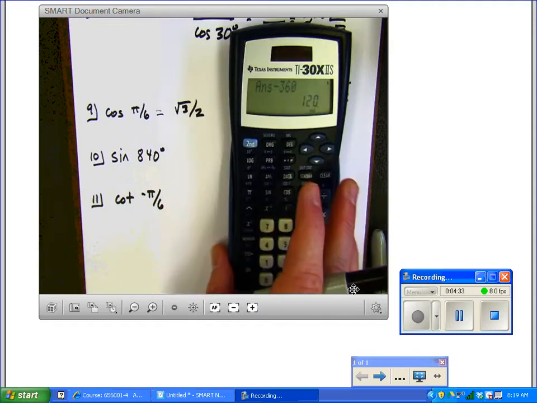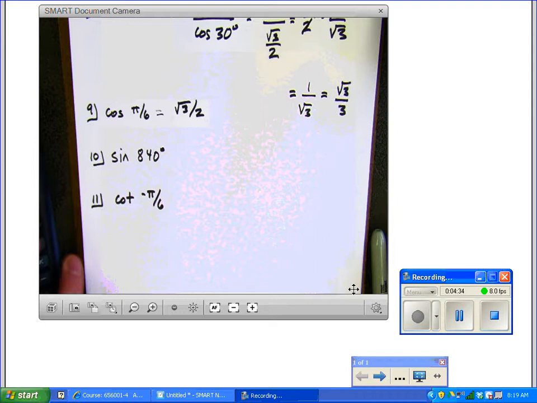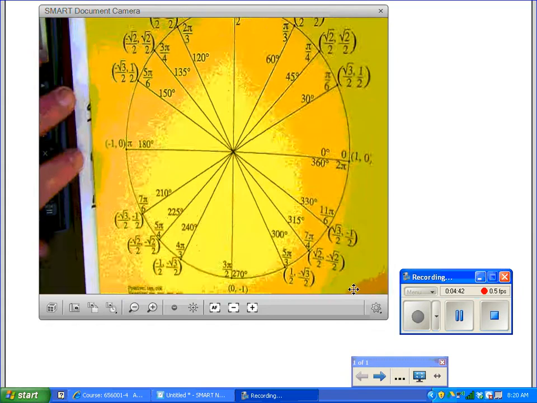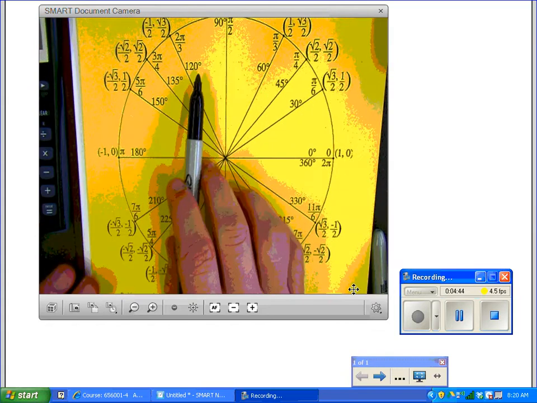Okay, now let's look this up on our unit circle. So at 120 degrees, the sine would be the y-coordinate. So sine here is going to be square root of 3 over 2.